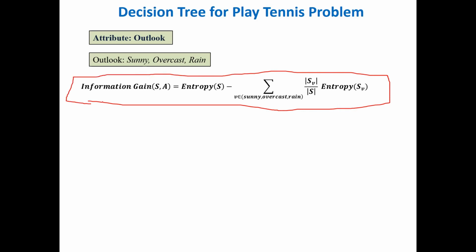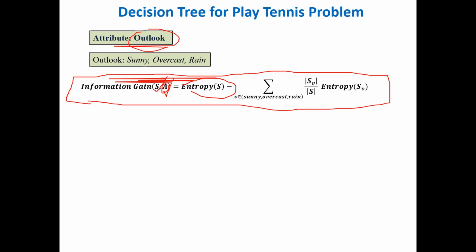You have to remember this formula. This A means the attribute, and here our attribute is the outlook. S is the overall entropy of the data set, and A is the attribute. So the information gain formula is the entropy of this whole data set, which we have recently calculated, minus the summation over sunny, overcast and rain. These are the values of this outlook attribute.